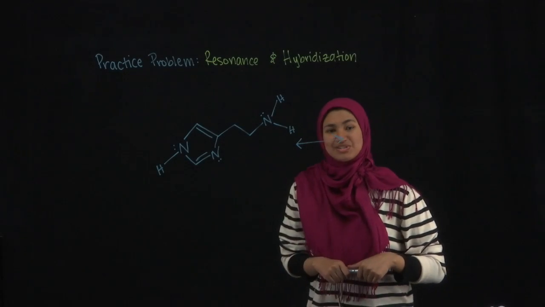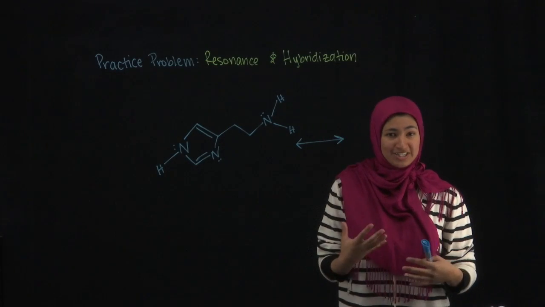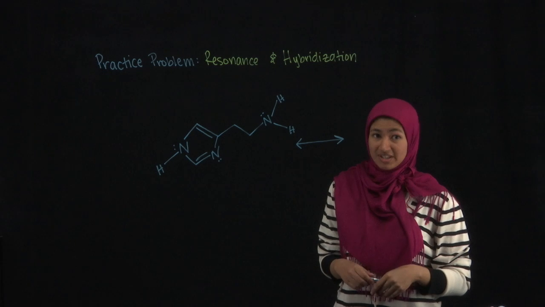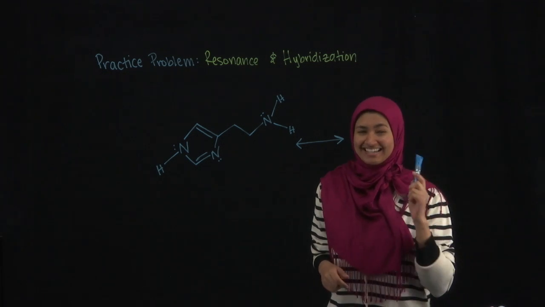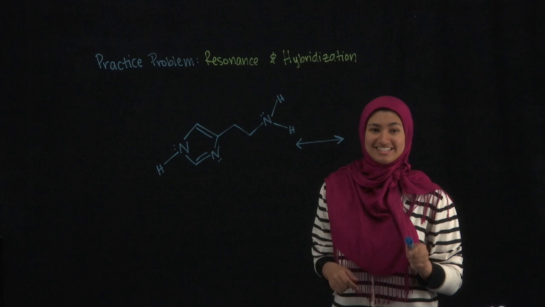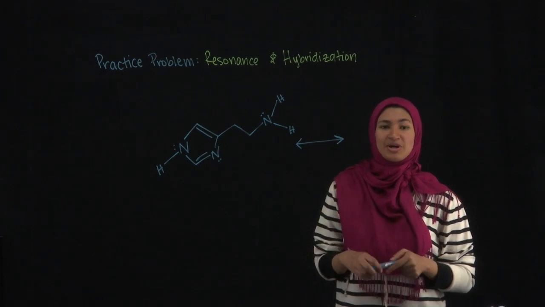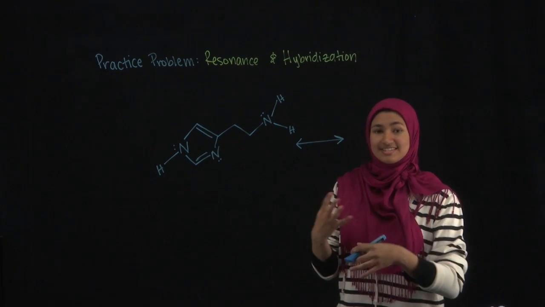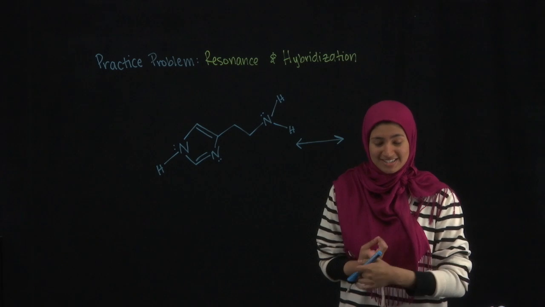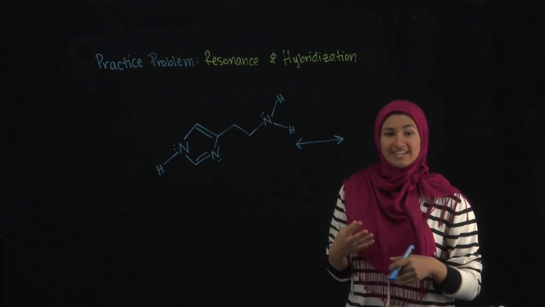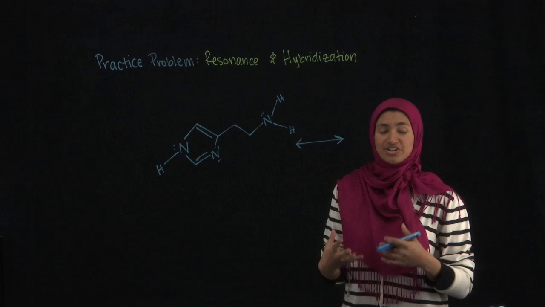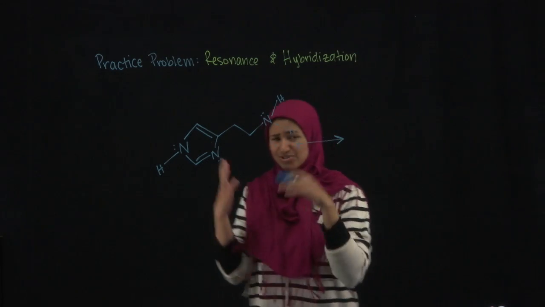Hi everyone, I just wanted to apply the concepts we've been learning in class to the type of problem you will see on your midterm. And I guarantee you that you will see a problem exactly like this on a midterm that kind of synthesizes the concepts of resonance and hybridization, and you really have to think about where your lone pair is. So let's look at this.